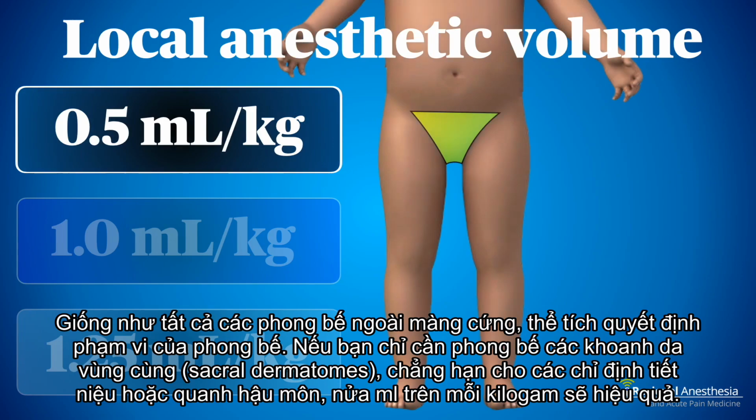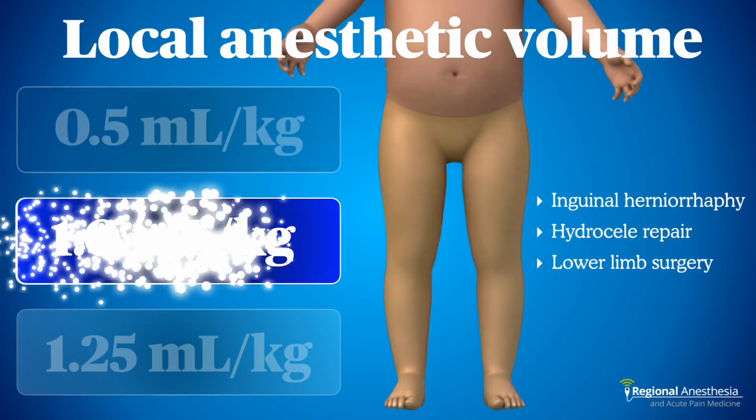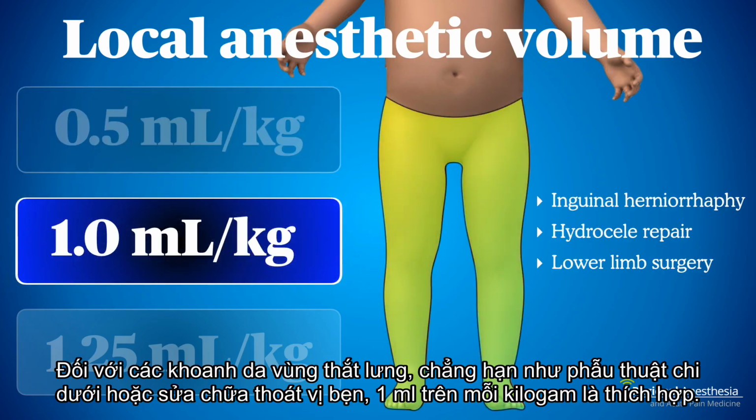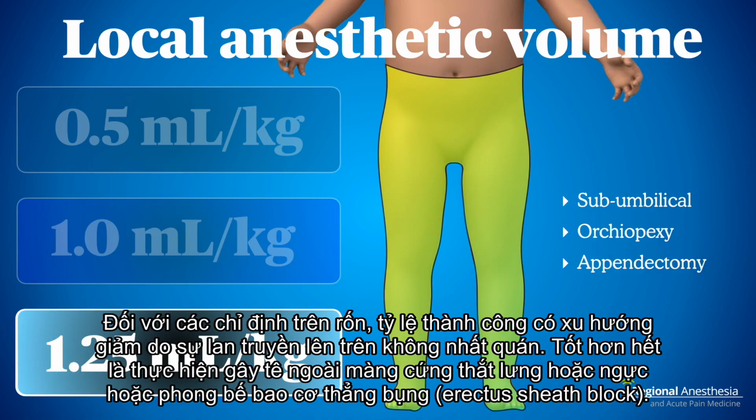If you're after sacral dermatomes only, say for genitourinary or perineal indications, 0.5 ml per kilo will do the trick. For lumbar dermatomes, say for lower limb surgery or inguinal hernia repair, 1 ml per kilo is appropriate. And then 1.25 ml per kilo is what you typically need to get up to the umbilicus and to provide visceral relief for manipulation of the spermatic cord and orchiopexy.